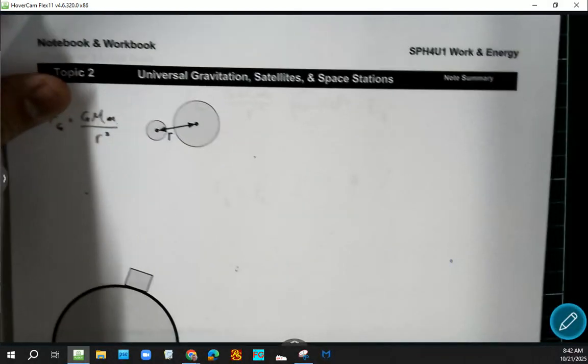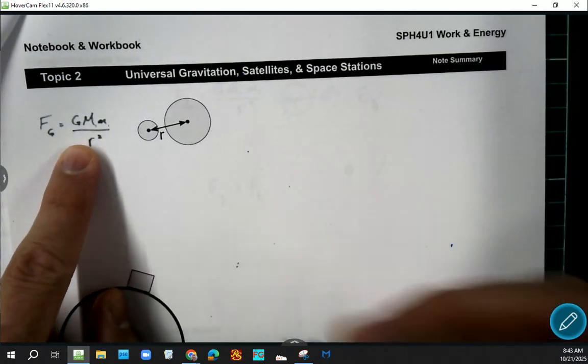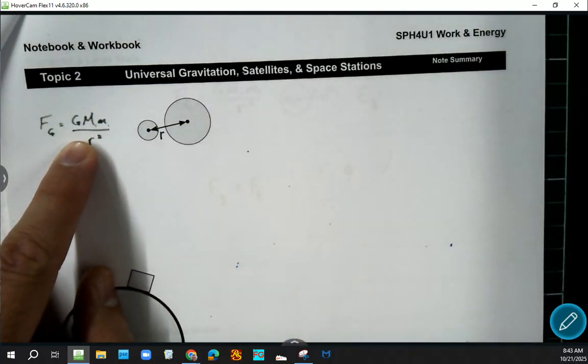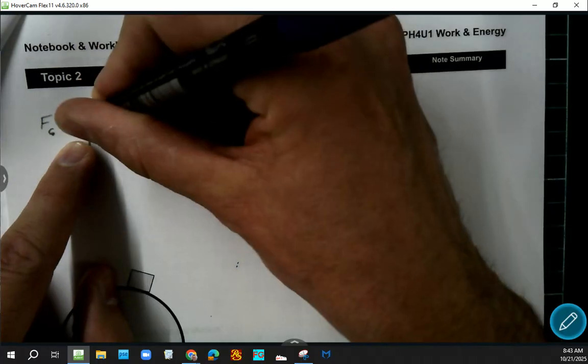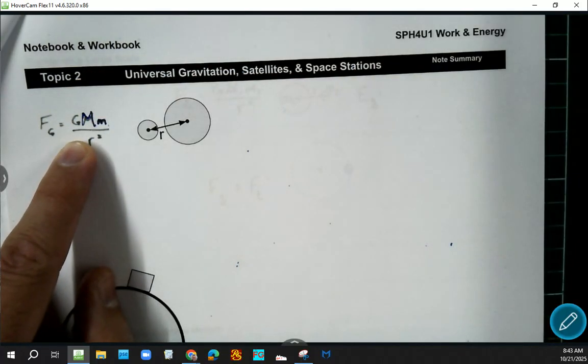All right, so here we are. We've got universal gravitation, satellites and space stations, and we kind of started talking about force due to gravity last day, where we had F_g equals G m1 m2 over r squared. Sometimes I'll default to, instead of using m1 and m2, a capital M for the larger mass of a system and a lowercase m for the smaller mass in a system.